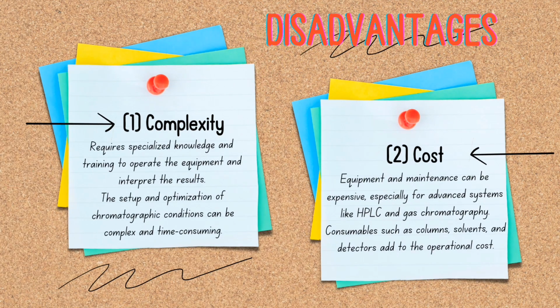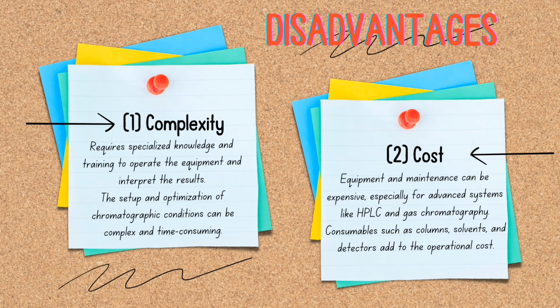When there are advantages, there must be disadvantages. So, the first is cost. Equipment and maintenance can be expensive, especially for advanced systems like HPLC, which is high performance liquid chromatography, and gas chromatography. Consumables such as columns, solvents, and detectors add to the operational costs.